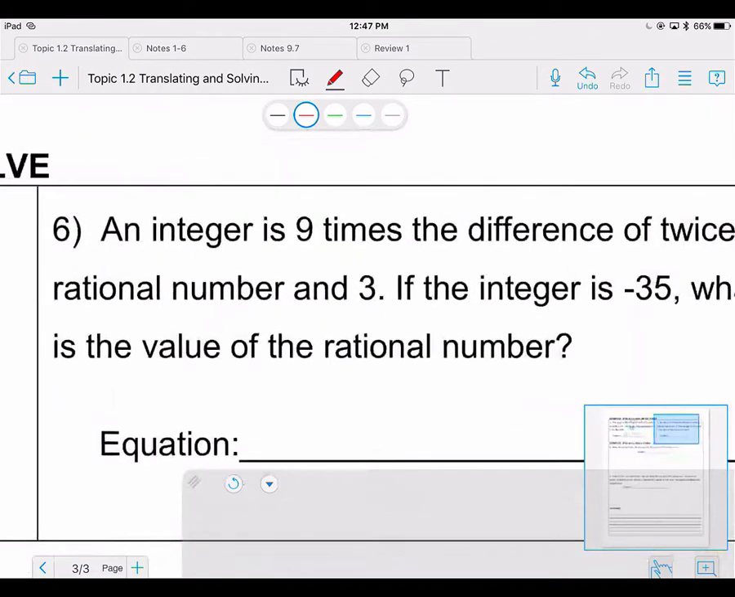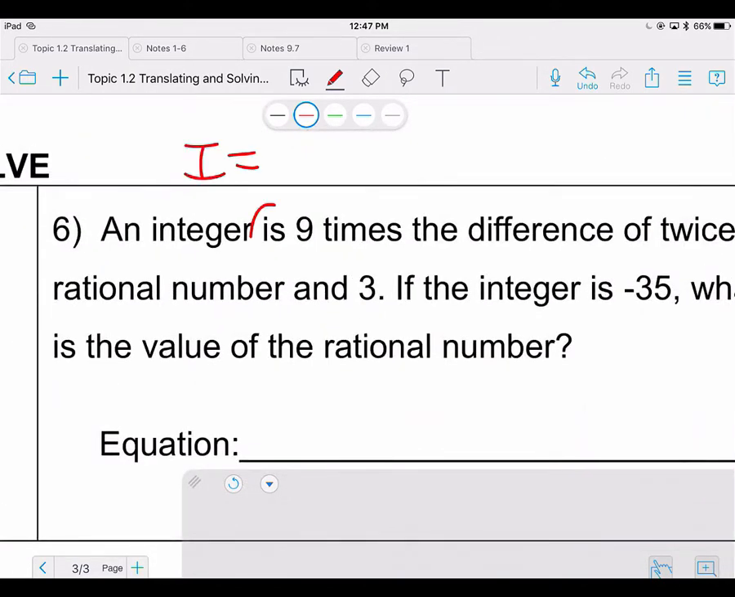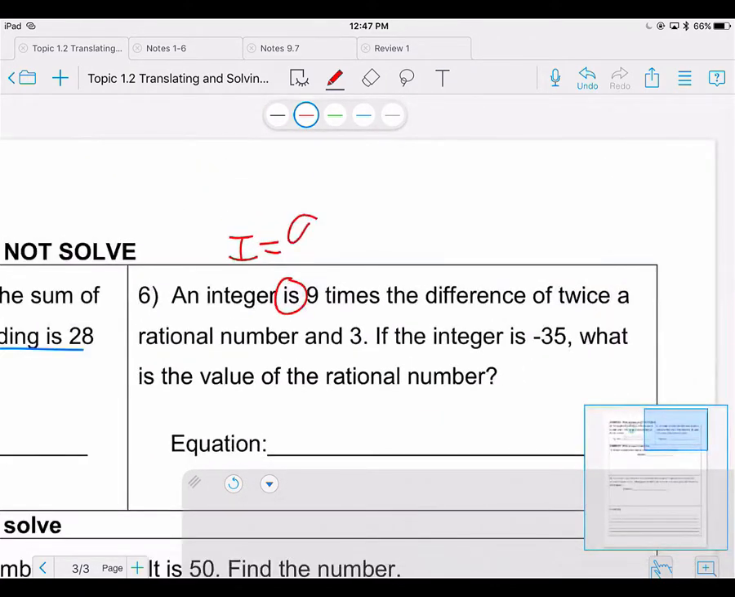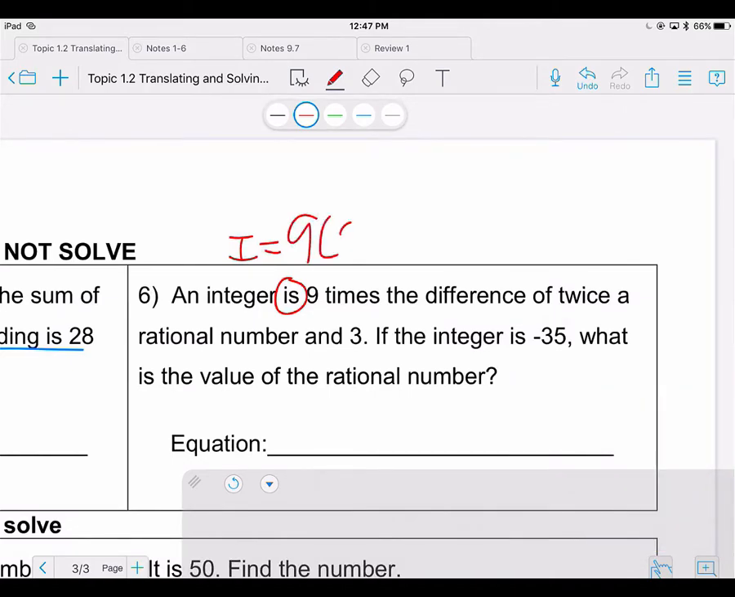Problem 6 says an integer is, so I equals 9 times the difference goes in parentheses of twice a rational number and 3. Now remember, some people were getting tripped up. And normally means add, but because they have the word difference here, we have to do that subtraction. So we subtract here because of the word difference. Don't let the and trip you up.